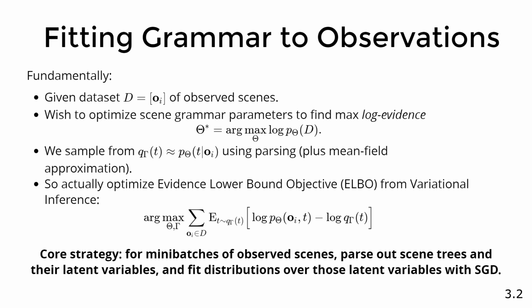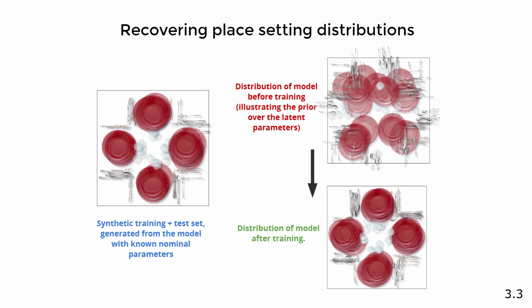The core takeaway is this: we can take mini batches of scenes, parse out the scene trees for each example, and fit the scene grammar parameters to those fully expanded trees. To demonstrate that this strategy works, here are some illustrations of distributions over place settings. Each of these illustrations shows many overlaid place settings to give you a sense of the clustering of the objects.